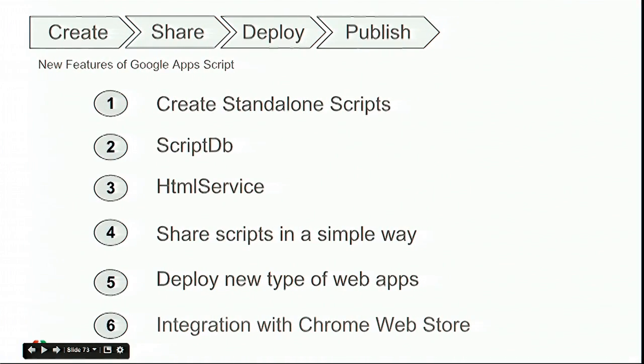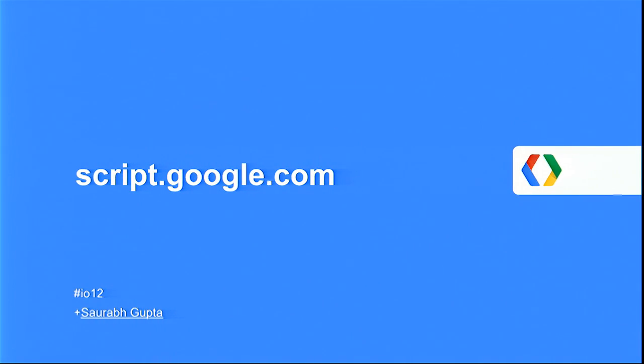So going back, if I want you to remember 2 things out of this entire session, it's this slide and then the next one. So this slide is pretty simple. 6 new main features in Apps Script: ability to create standalone scripts, ScriptDb, you should definitely attend the session tomorrow. HTML Service, again, you should definitely attend that session. Sharing scripts in a simple way, deploying new types of web apps, integration with Chrome Web Store. And the one last thing that you need to remember is script.google.com.